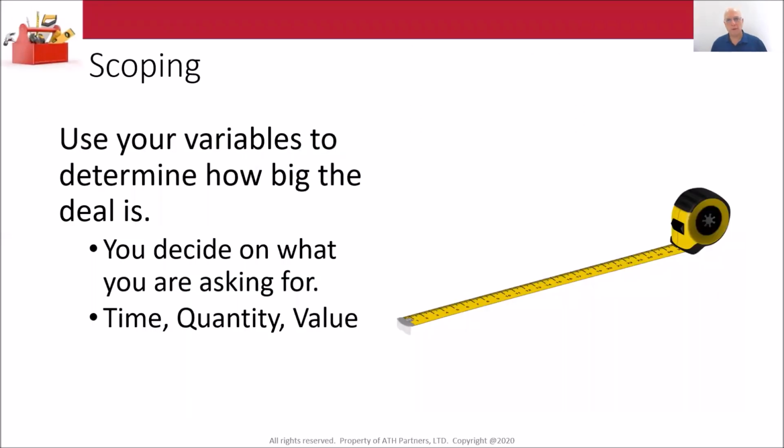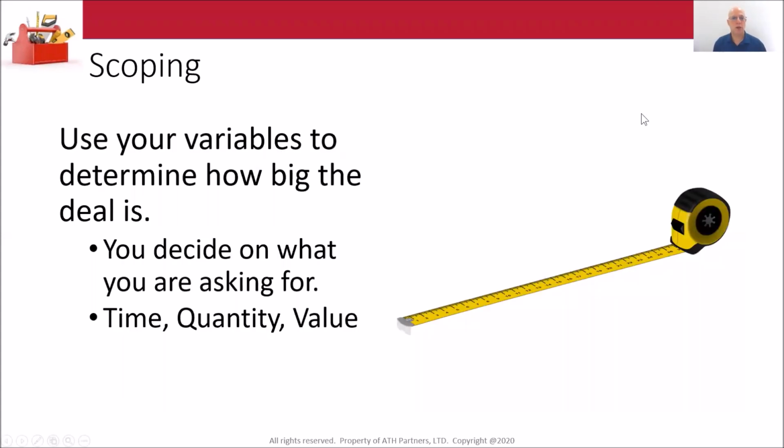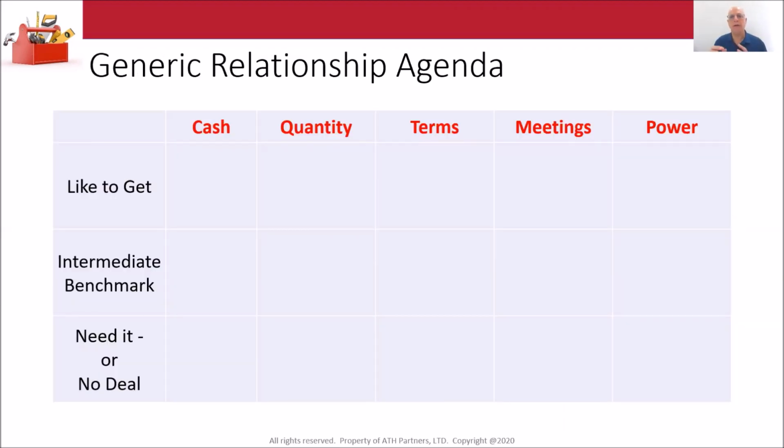So our first step is to scope. Scoping is when we decide on what goes across the top. We decide on our variables. We're going to use the selection of our variables to determine how big the deal is, what the deal includes, and the shape of the deal. So you decide here on what you're asking for and what you want to discuss in terms of this deal. Price, quantity, and terms are the generic examples, but I want you to include everything that you care about.